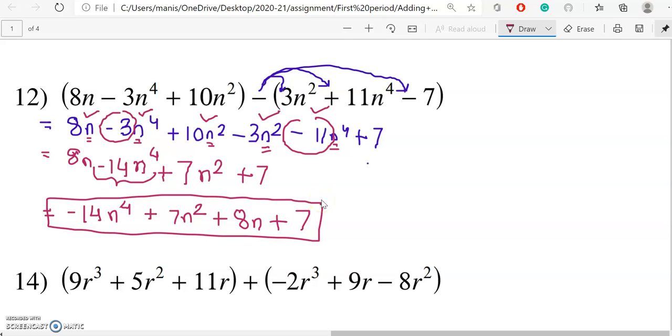Make sure you are copying each and every problem in your binder because your test will be from all of these questions.